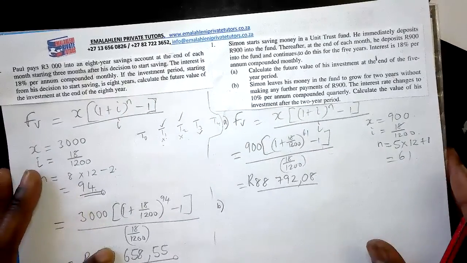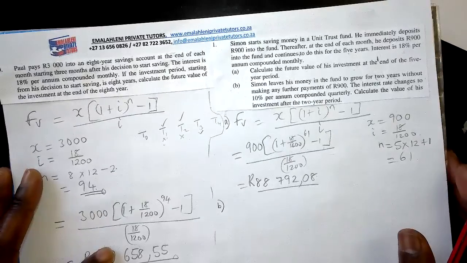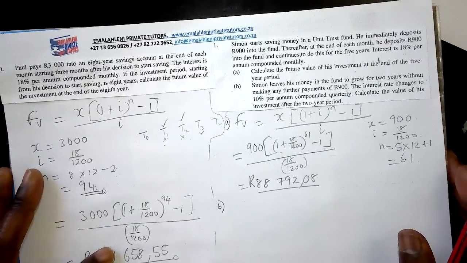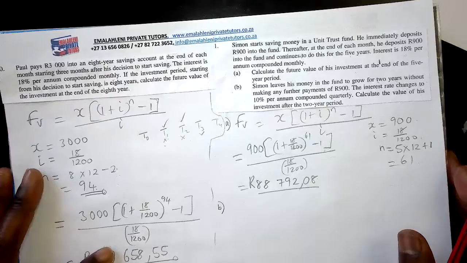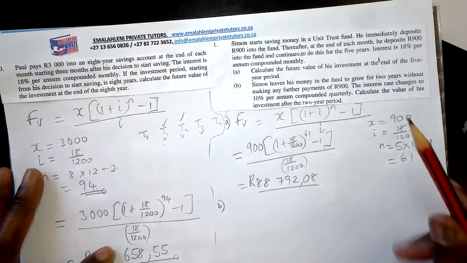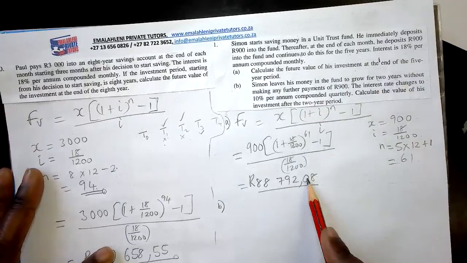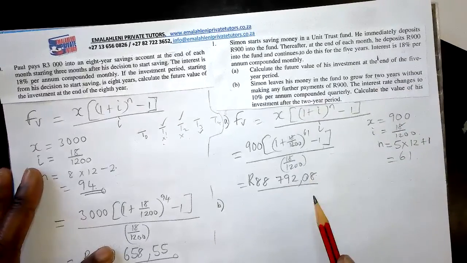Simon leaves his money in the fund to grow for 2 years without making any further payment of 900. The interest rate changes to 10% per annum compounded quarterly. Calculate the value of his investment after the 2-year period. Now, he decided to leave the money. Which money now? This money. For how long? For 2 years.